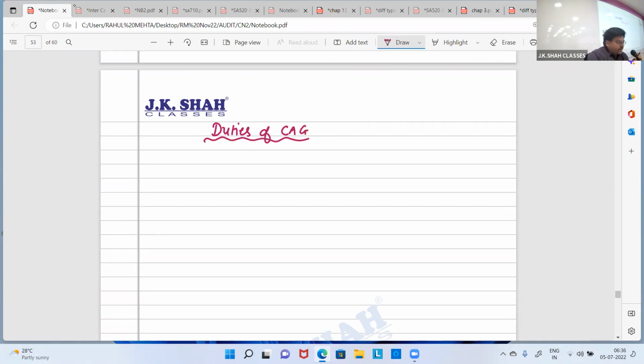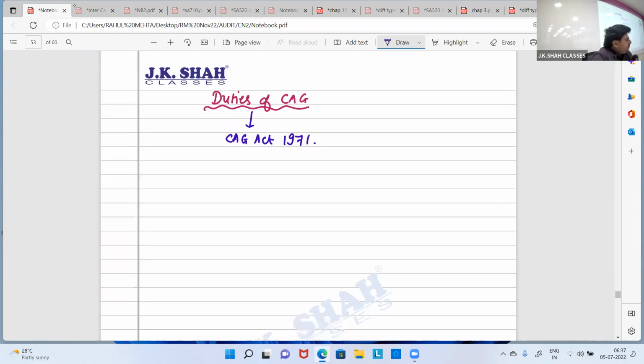Now listen, when you talk about the duties of the CAG of India, just like a normal auditor's duty is given under the Companies Act 2013, the CAG's duty is given under the CAG Act 1971. So the normal auditor's duty is given by the Companies Act, and the CAG's duty is given by the CAG Act. Up till now, whatever questions we have done, first try to find the duties from those questions, then I will tell you the new ones.